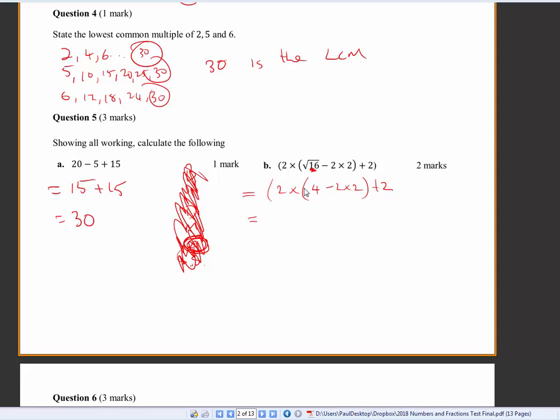Okay, now our next operation is going to be somewhere within these brackets, and it's going to be the multiply, because multiply takes precedence over subtraction. 2 times 4 take 4 plus 2. Alright, over here we're going to do 4 take 4. Now we've got 2 times nothing is nothing, plus 2, which is 2.